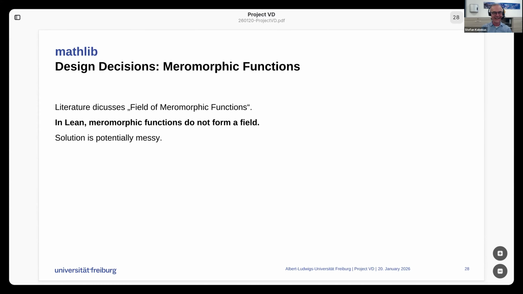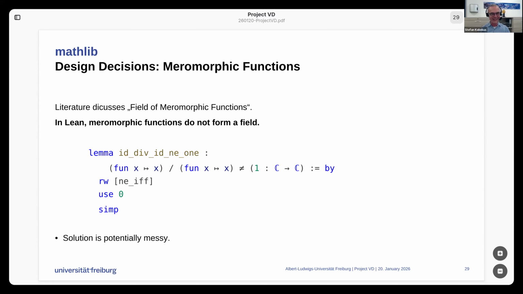This is super easy, because if you take the identity function x goes to x divided by itself, then it's not 1 that comes out. It's a function that is almost everywhere 1 except at the point 0, because 0 divided by 0 in Lean is defined to be 0. So the quotient on the left-hand side is a non-continuous function that's almost everywhere 1, but not at that point.